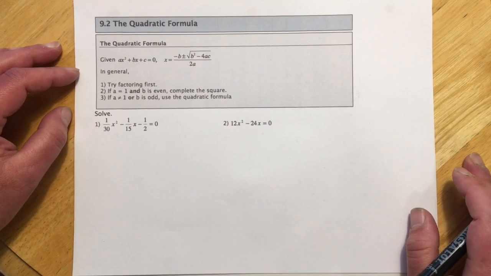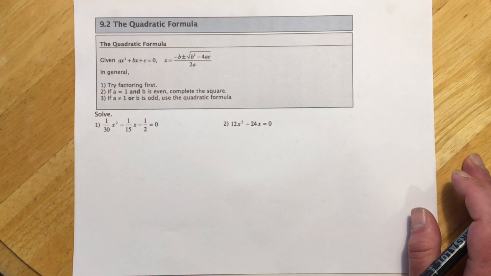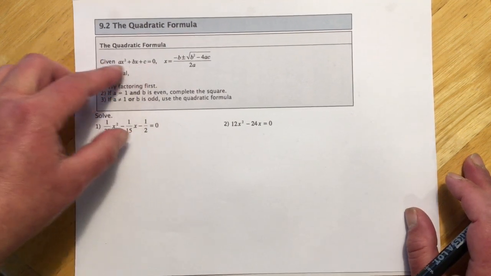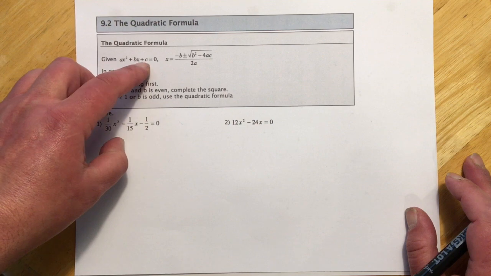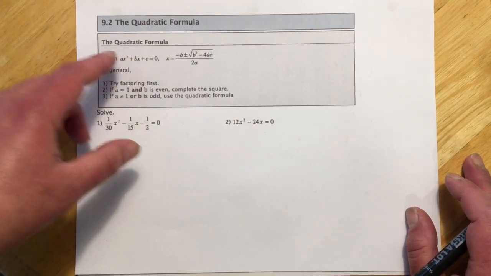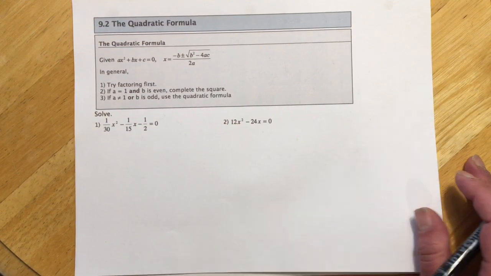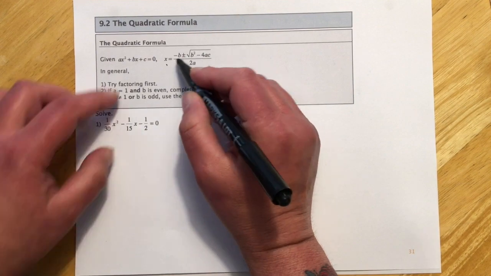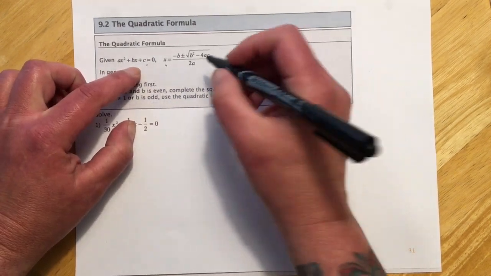Hey guys, this video is 9.2. It's about the quadratic formula. Basically, the quadratic formula is, given a general quadratic, ax squared plus bx plus c, if we solve this for x, we'd have to complete the square, and it takes about half a page. We would end up with x equals this, and these are the coefficients, the a, the b, and the c.